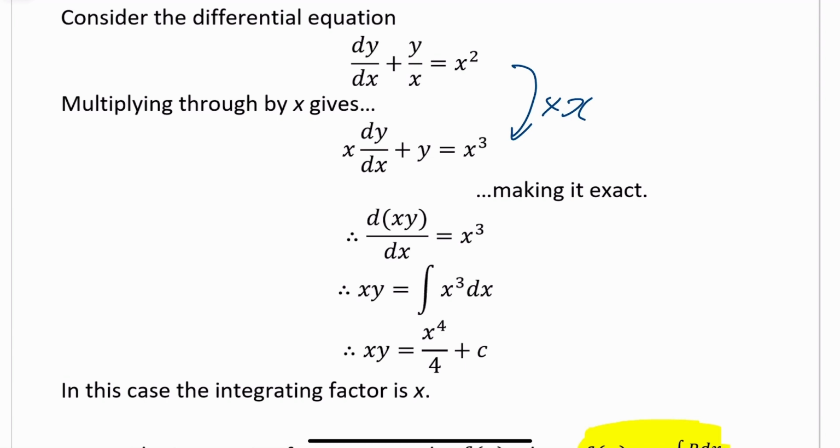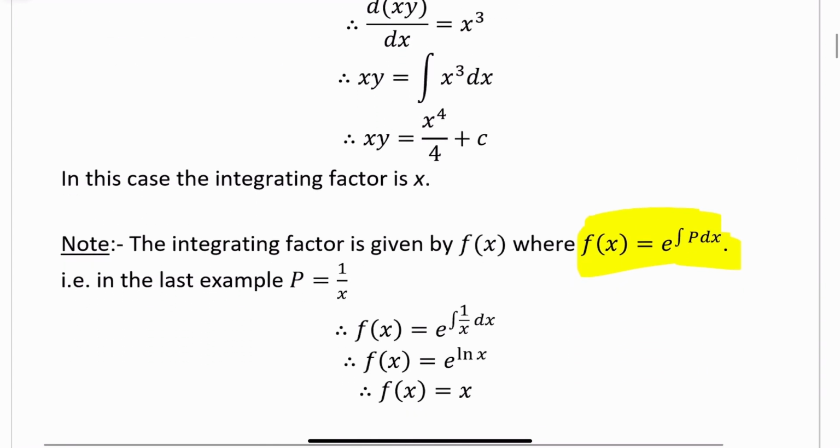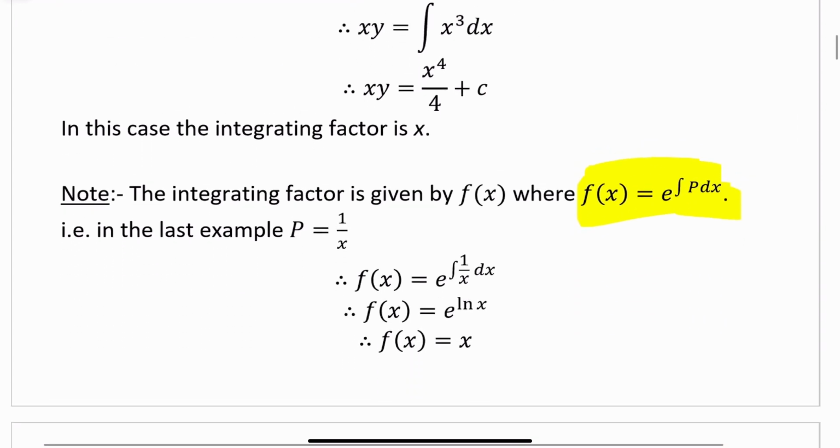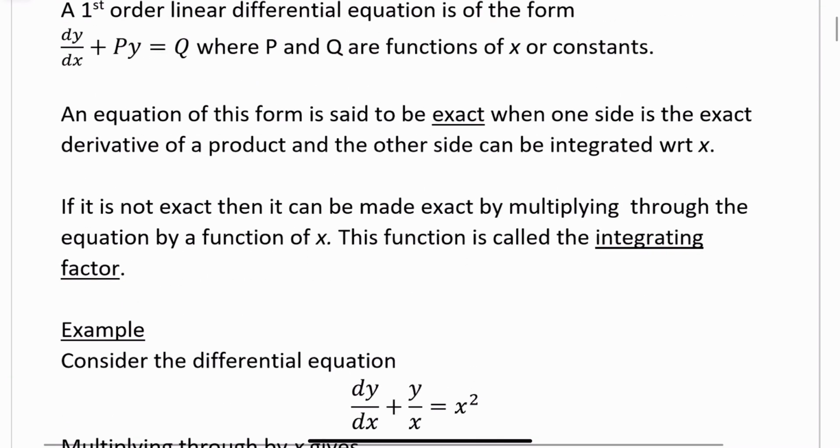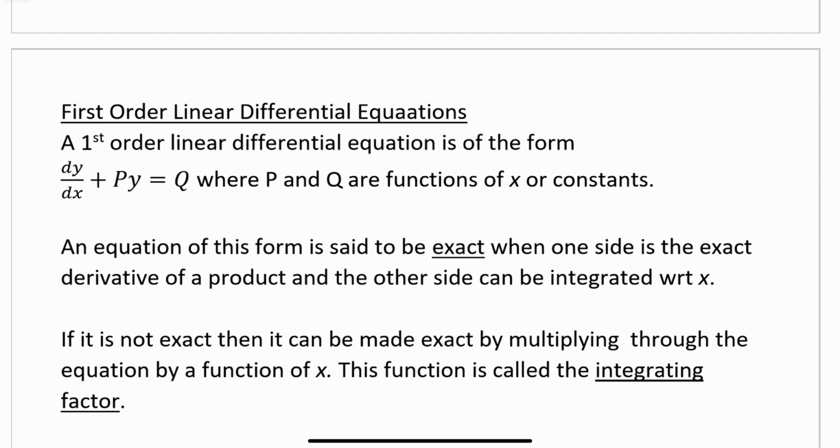Now, the problem is, how on earth do we just randomly go through all different functions and think, what could it be? Thankfully, there's a method for doing this. The method says the integrating factor is given by f(x), where f(x) = e^(∫P dx). Now let's look back at what P is. If you have an equation in this form, dy/dx + Py = Q.